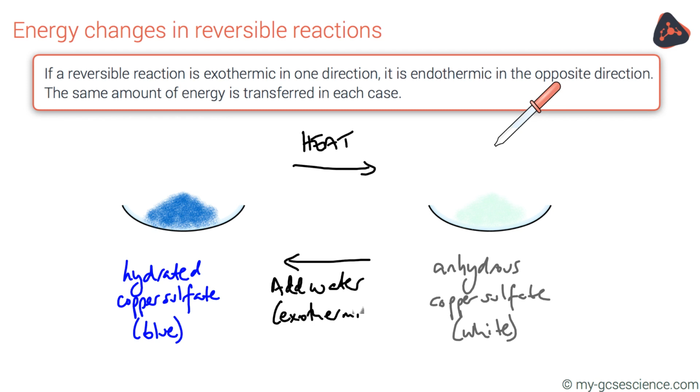This can be done over and over again, changing hydrated copper sulfate into anhydrous copper sulfate. You may have already come across this as a test for water, and you'll see this again later on in the chemical analysis topic.